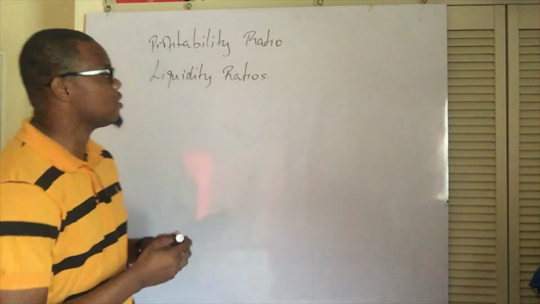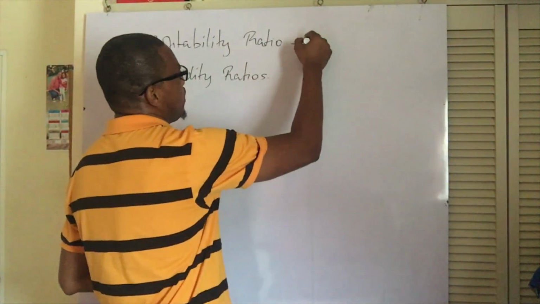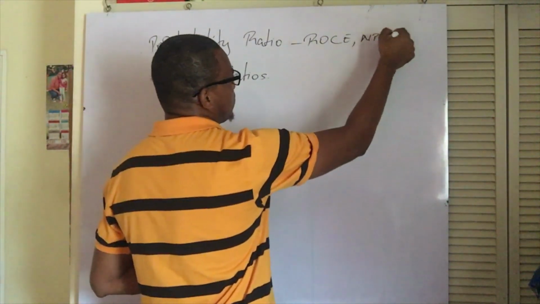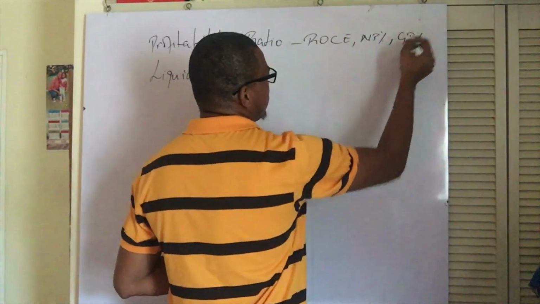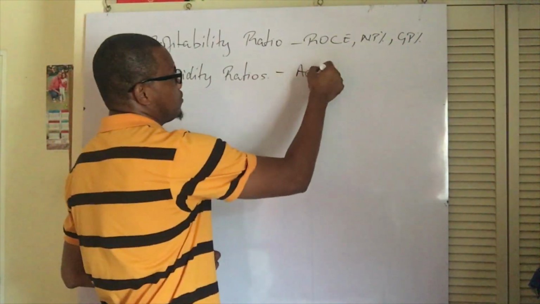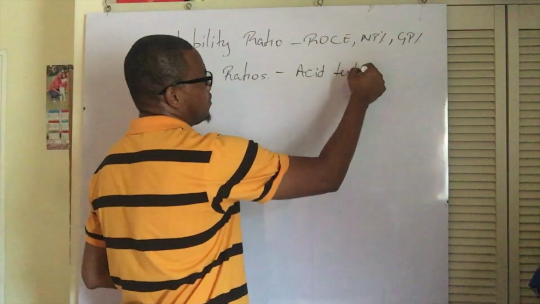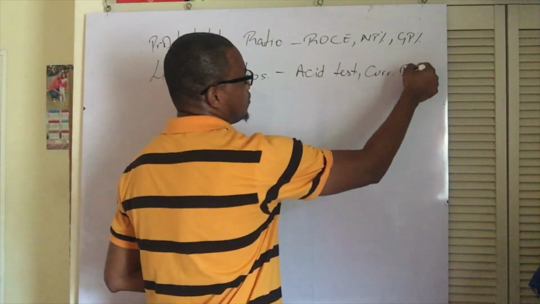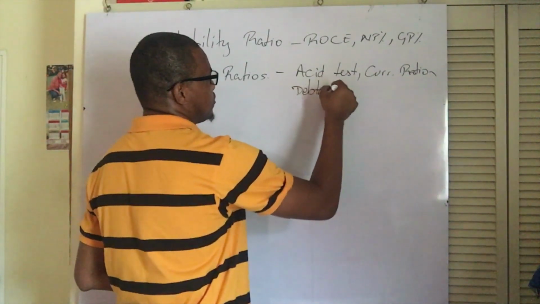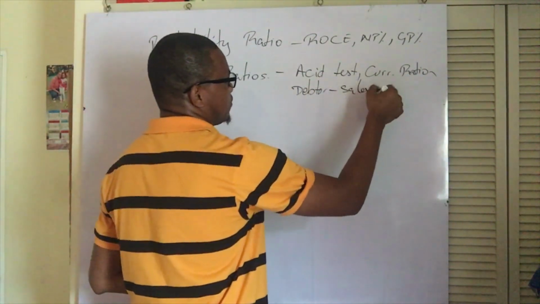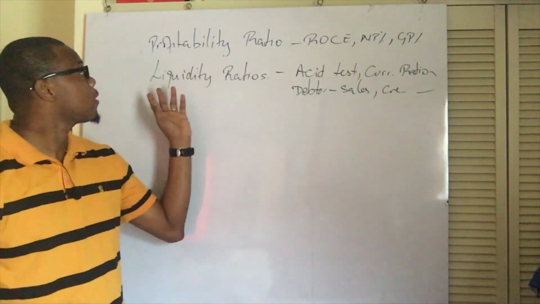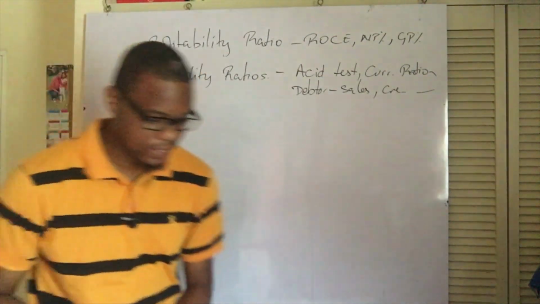So you have profitability ratios. Some examples of profitability ratios are return on capital employed, net profit percentage, gross profit percentage. The examples of liquidity ratios are acid test ratio, current ratio, debtor to sales ratio, creditors to purchases ratio. Those are examples of liquidity ratios. All right. So let's get right into it.